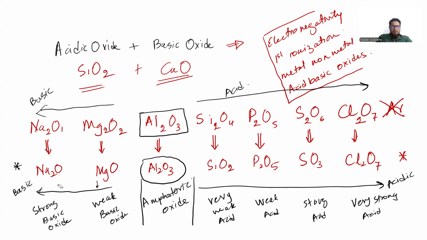Others, like calcium oxide: if we know it is a basic oxide, it is enough. Whether it is strongly basic or weakly basic, they won't ask, because that is not directly mentioned in our syllabus. But these ones, sodium oxide, magnesium oxide, aluminium oxide, silicon oxide, phosphorus oxide, sulfur oxide, and chlorine oxide, which is in front of your eyes now, are compulsory, you should know. If they ask, you should be able to answer, because it is already given in our syllabus.